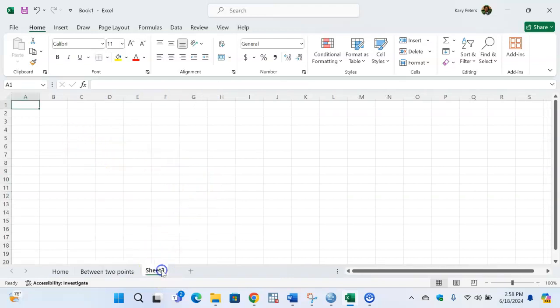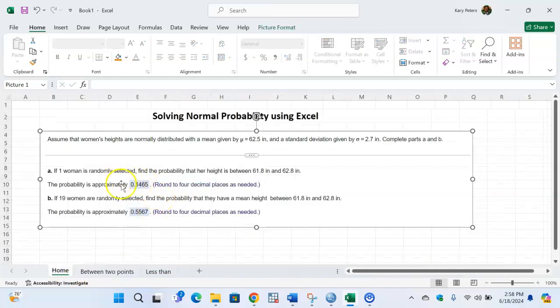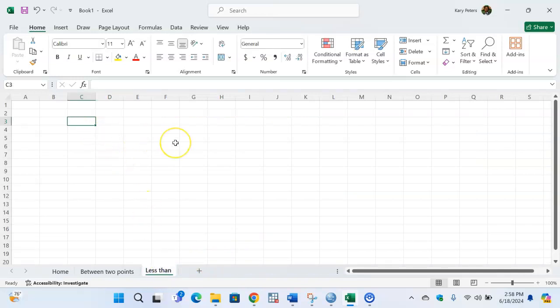Now let's go to when they ask you the probability that X was less than. So let me just write less than, and I'll try and provide a sample. So for instance, they ask you to find the probability that when one woman is taken, her height is less than, let's pick one of the numbers here, less than 62.8. That is the notation.